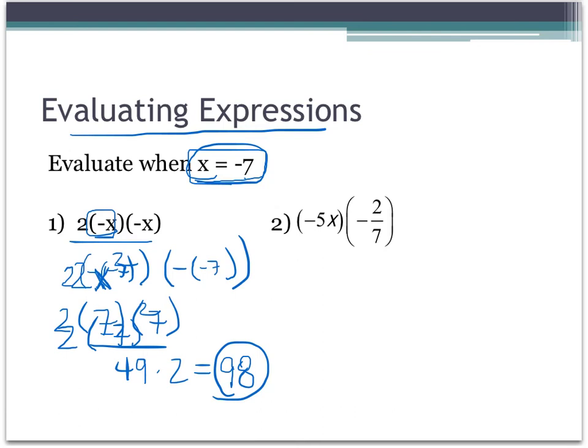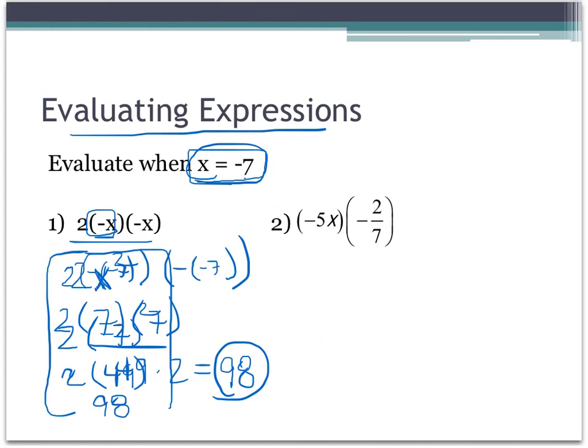So then using PEMDAS, I deal with exponents first. Negative 7 squared would be positive 49, and 49 times 2 would give you 98. So it doesn't matter which way you go about it, you're still going to get the same answer. And it's just vital that you show your work. So whichever way you decide to go about it is kind of up to you.